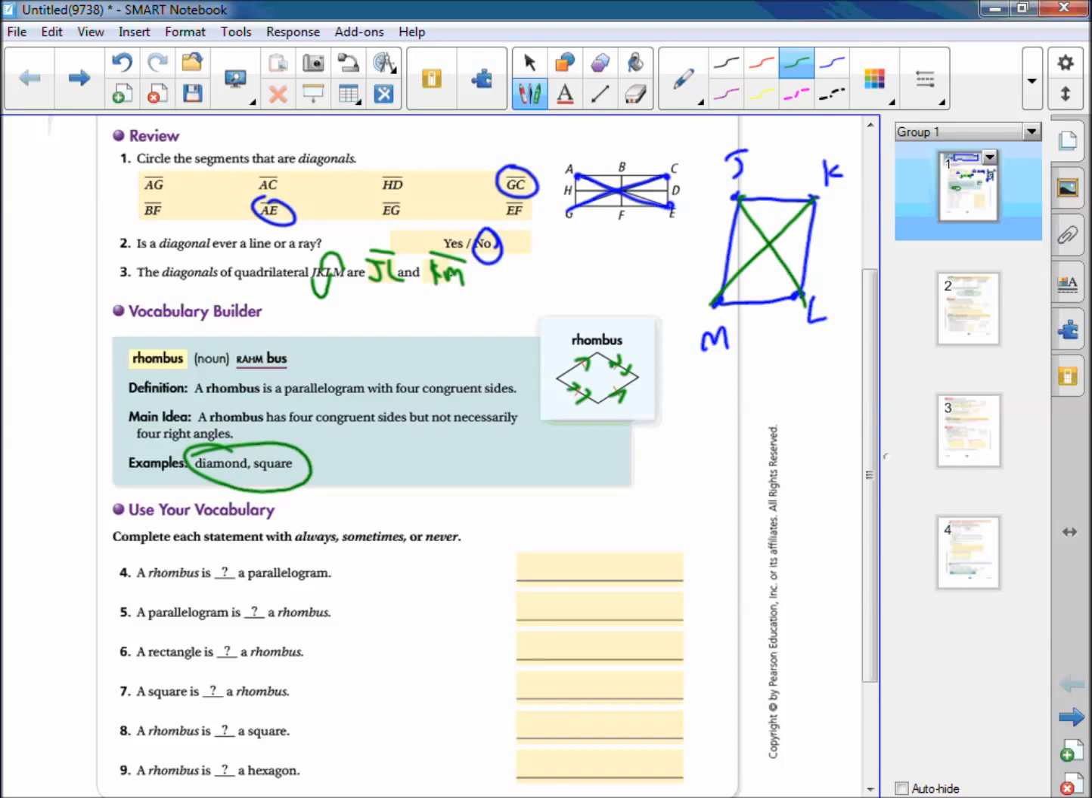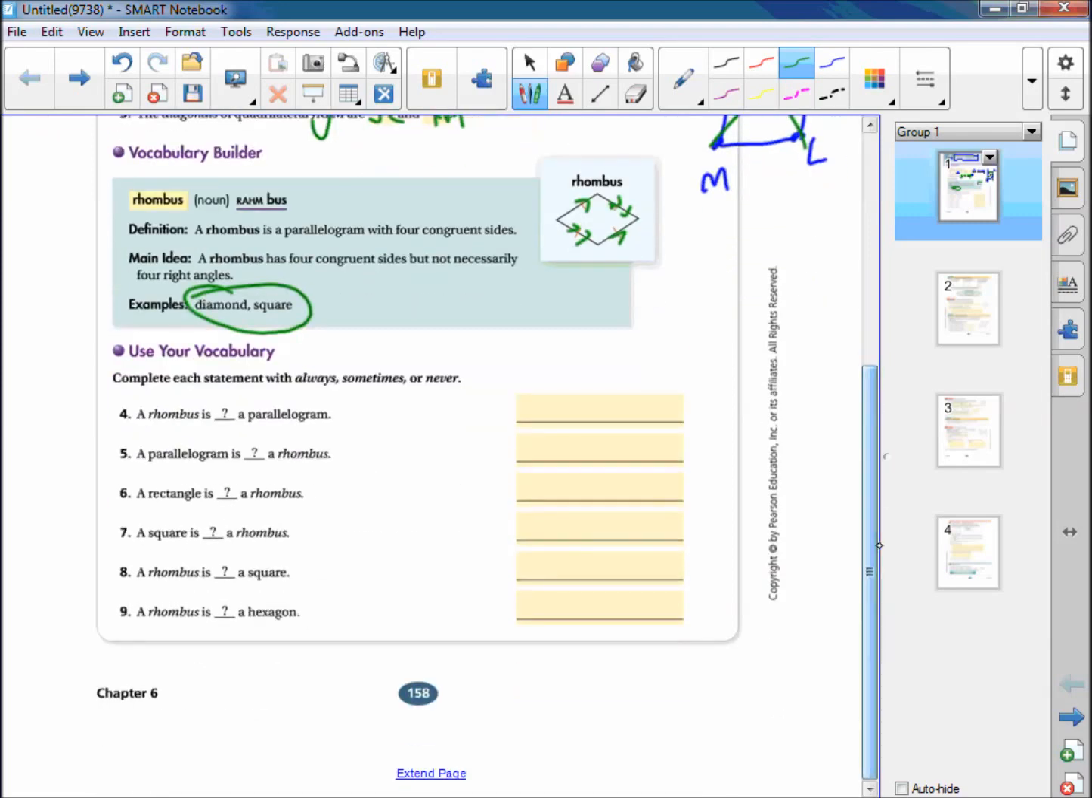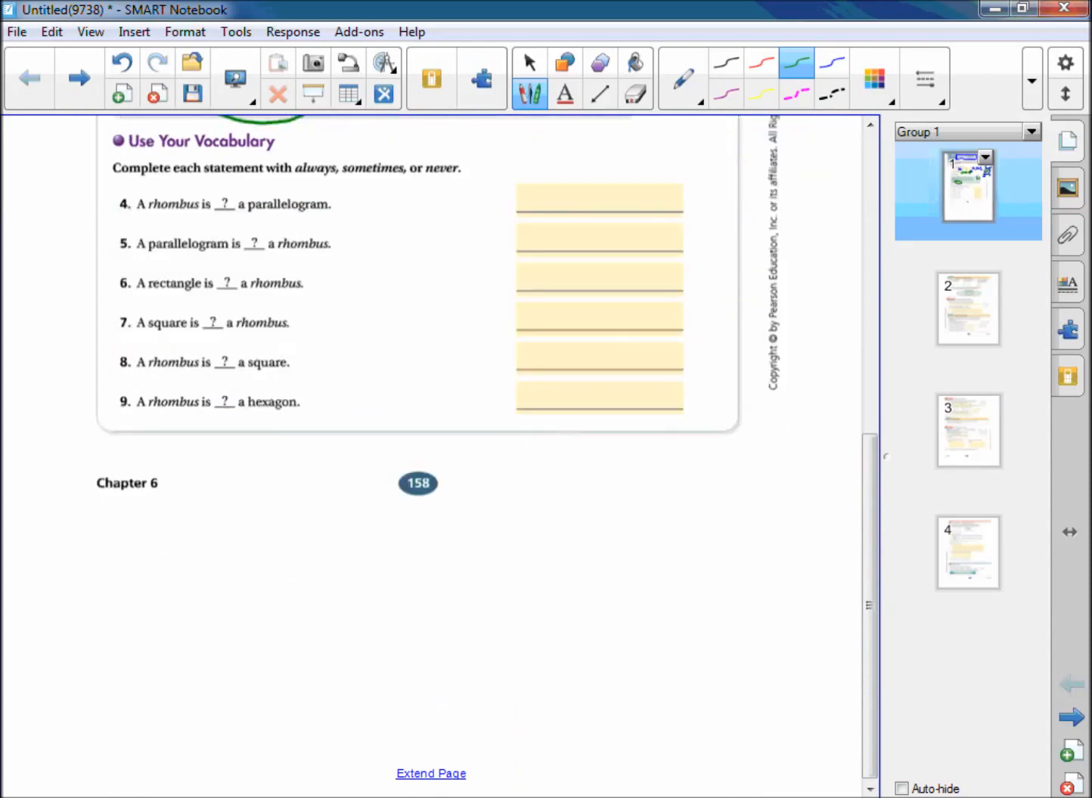So complete each statement with always, sometimes, or never. A rhombus is always, sometimes, or never a parallelogram. Well, this is always, because that was in our definition. It's a parallelogram with four congruent sides. A parallelogram is always, sometimes, or never a rhombus. This is going to be sometimes. Parallelograms that have four congruent sides are rhombuses, and parallelograms that do not have four congruent sides are not rhombuses.